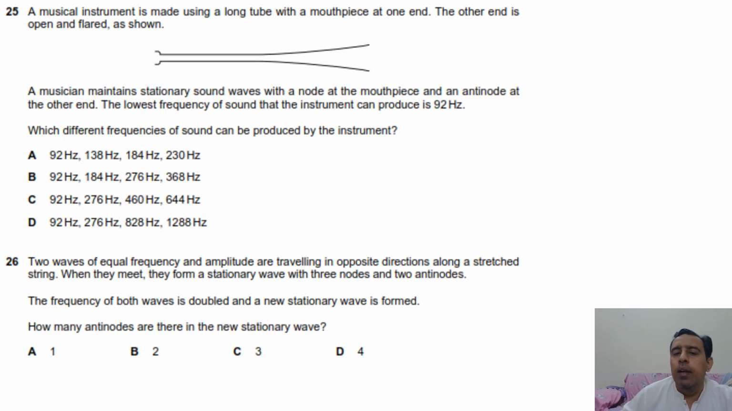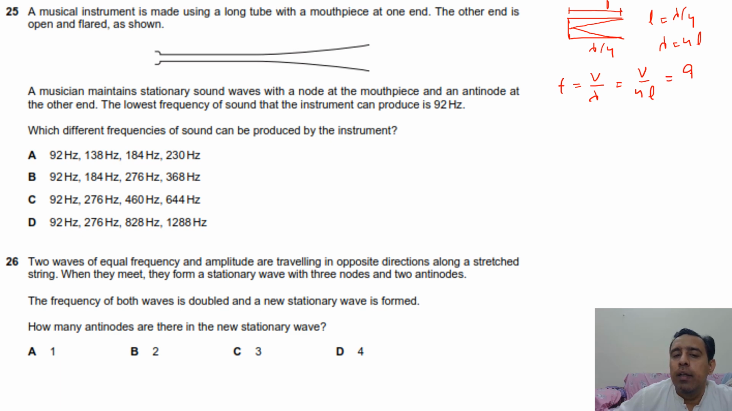Question number 25. In this question, initially you know that if a stationary wave is formed inside the instrument, we may have the node and the antinode here. It means if its length is L, and this is lambda by 4, then L is equal to lambda by 4. Lambda is equal to 4L. So the frequency f is equal to v by lambda. Then v by 4L is equal to 92 Hertz. It's given.